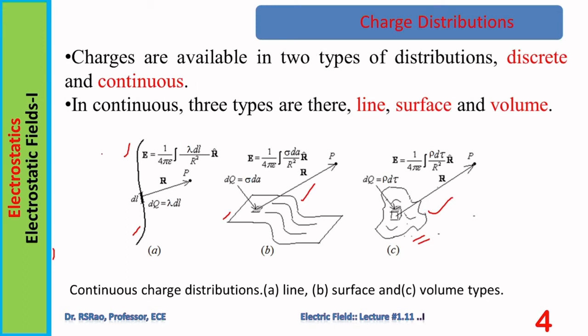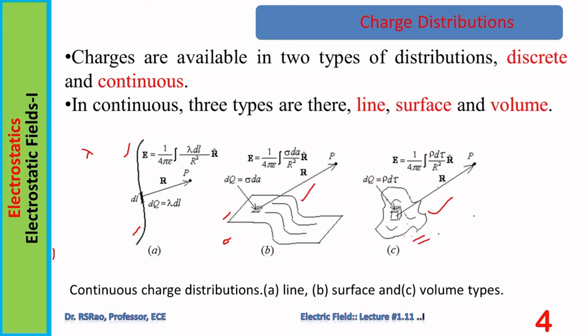Charge per unit length of line charge distribution is indicated by lambda. It is called line charge density. Units are coulombs per meter. Charge per unit area in surface charge distributions is indicated by sigma. It is called surface charge density. Units are coulombs per meter square.